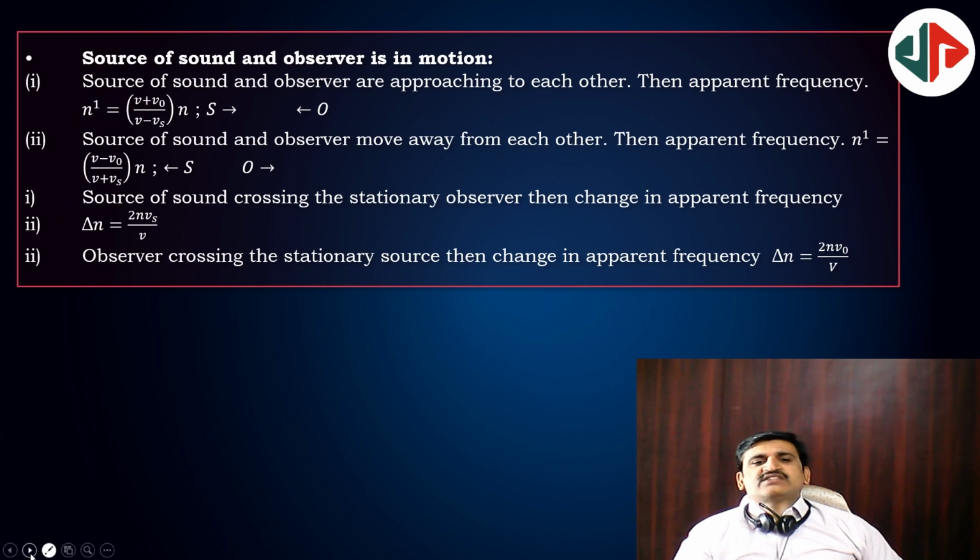If a source of sound is crossing a stationary observer, then the difference in apparent frequency is given by 2nVs by V. N is the original frequency, Vs is the source velocity, V is the velocity of sound. And the same is applicable for light also, or electromagnetic waves, but for that you have to take the velocity of electromagnetic waves, 3 into 10 power 8. Remaining things as usual, right?